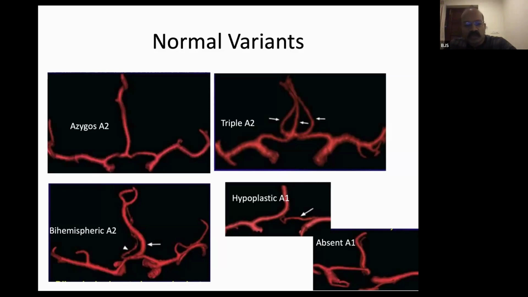That is called a bihemispheric A2, wherein the other A2 can be very rudimentary. Hypoplastic A1 is very common, and it determines the side of dominance of the anterior circulation, and it also decides sometimes where an aneurysm will develop and what direction it will project.